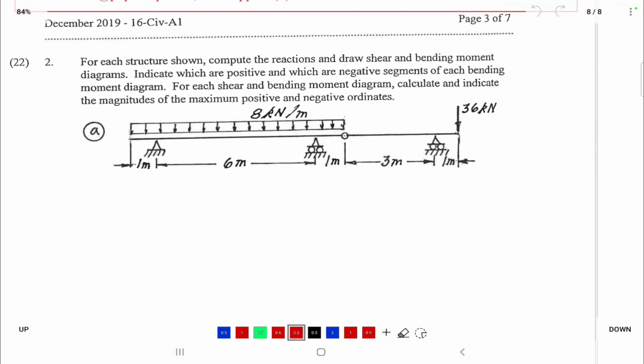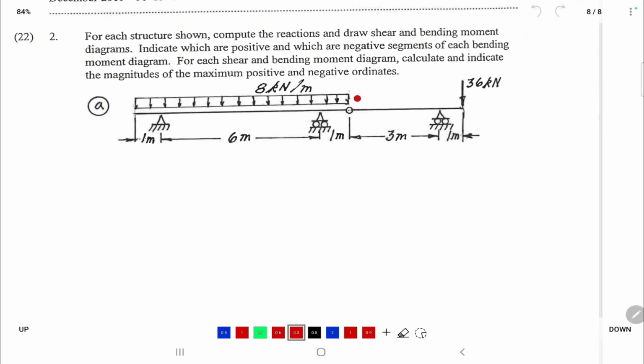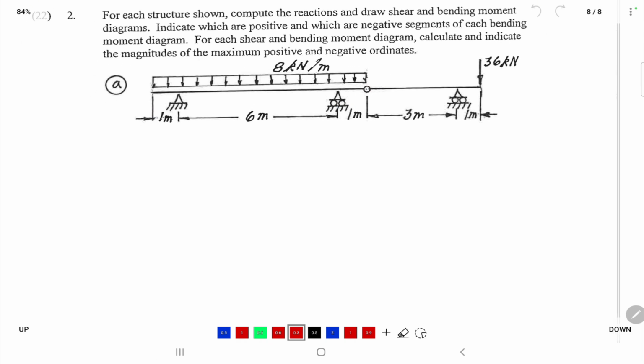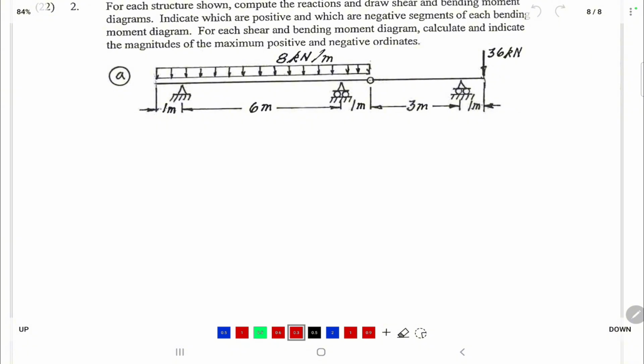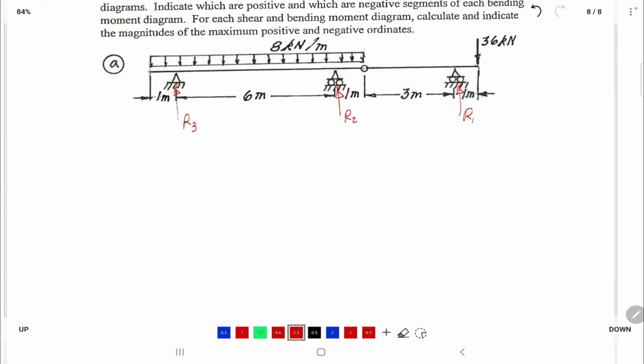Okay, so the first thing is to compute the reactions for this structure. Now, I'll split at this internal hinge. So we have one hinge, two rollers, and an internal hinge. This is called an internal hinge. How can I analyze this one? Okay, if I call the reactions R1, R2, and R3, and I split at this hinge, it will be here R1.